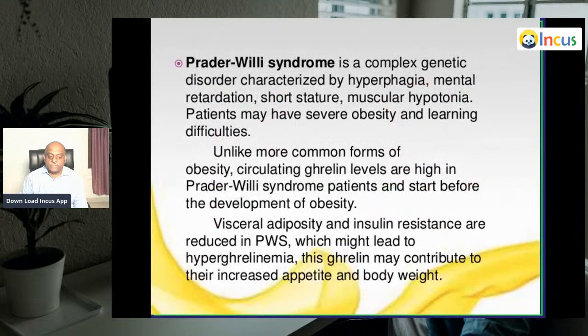One of the favorite questions. Prader-Willi syndrome is a complex genetic disorder. You have hyperphagia, mental retardation, short stature, muscular hypotonia, severe obesity, learning difficulties. In all these people, the circulating ghrelin levels are high is what you need to remember.